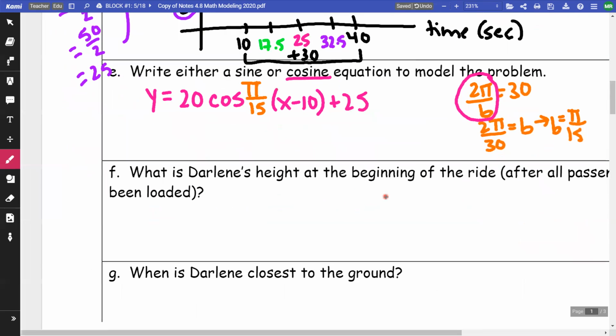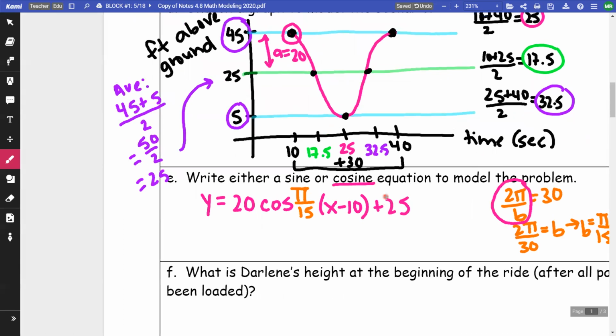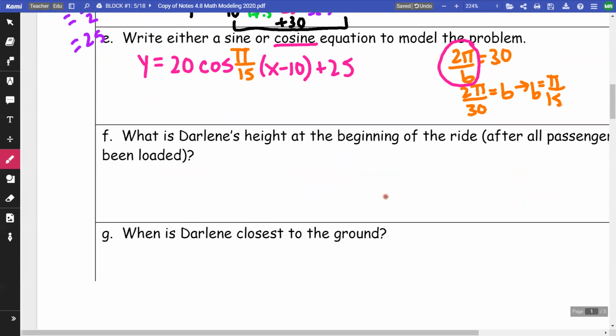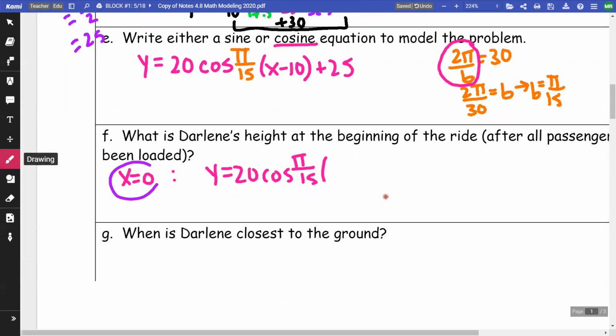Okay, so now what is Darlene's height at the beginning of the ride? I didn't see where she was at the beginning because I did not have that in my graph. So I'm going to put 0 in for x. And so I'm going to have y equal 20 cosine pi over 15 times, in place of my x, I'm going to put 0, minus 10, plus 25. And I'm going to put it in my calculator.